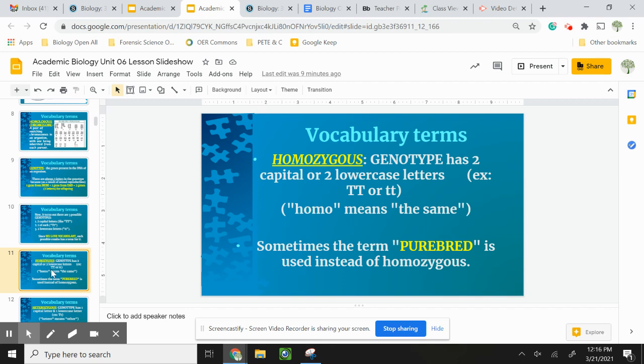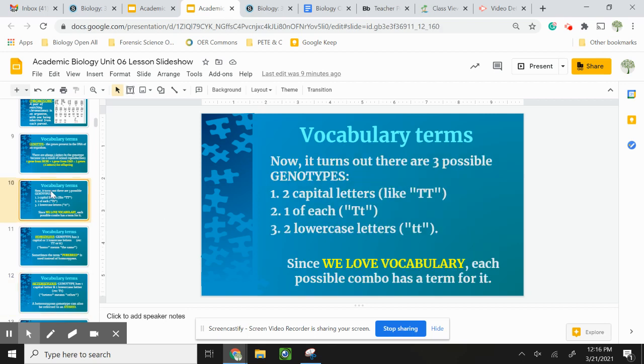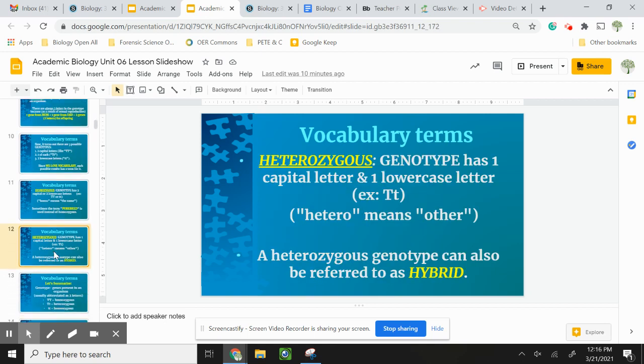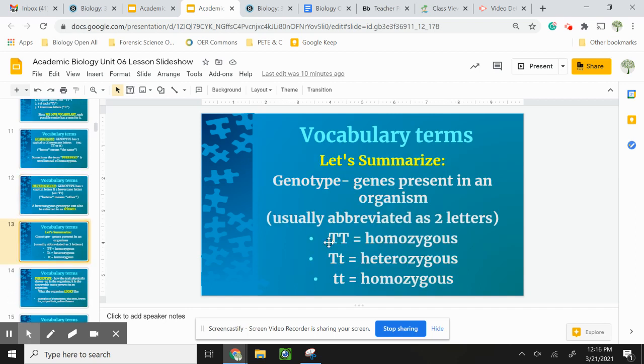Can you guess what hetero means? It means other. If you said hetero, you are correct. Heterozygous genotypes are referring to genotypes that have one capital and one lowercase. So in our examples of what we could possibly get from mom and dad, if you get one capital and one lowercase, this would be referred to as heterozygous. The one nice thing about this unit is a lot of the vocabulary comes in pairs. So if you memorize homozygous and heterozygous together, that makes it a little bit easier to remember. There's a little summary of what I just talked about.